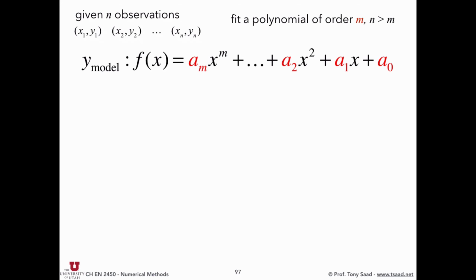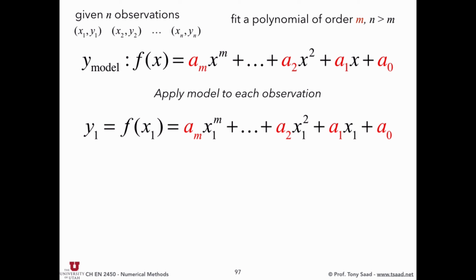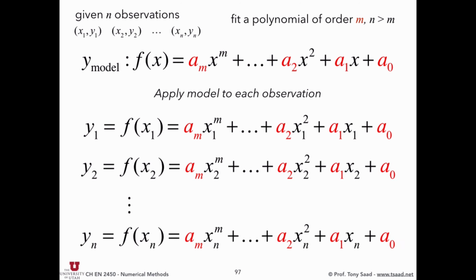Y model is given for a general polynomial. This is the model for the general polynomial. And then we do the same thing. We apply the model to each and every observation. We apply it to x1, we apply it to x2, and we apply it to xn. Now remember, we have m plus 1 coefficients over here, and we have n observations, okay? Keep that in mind.